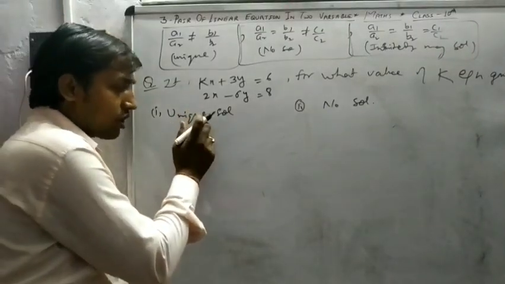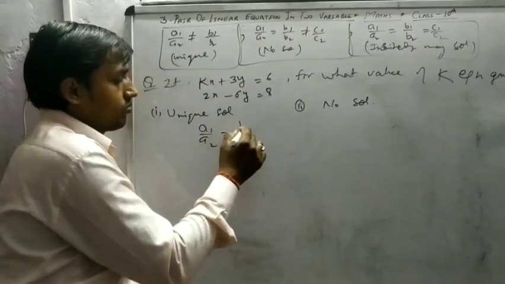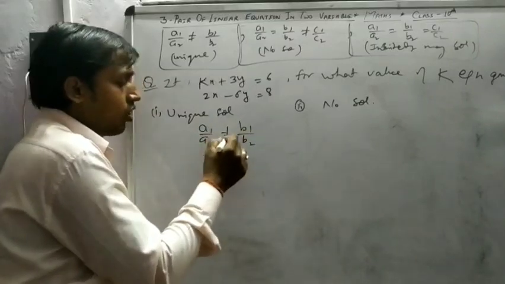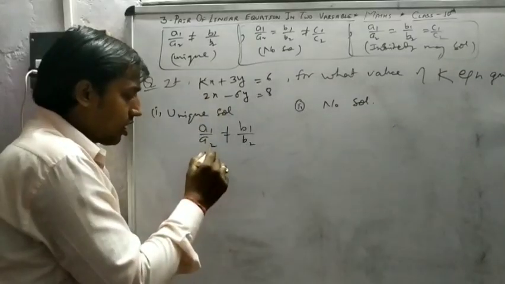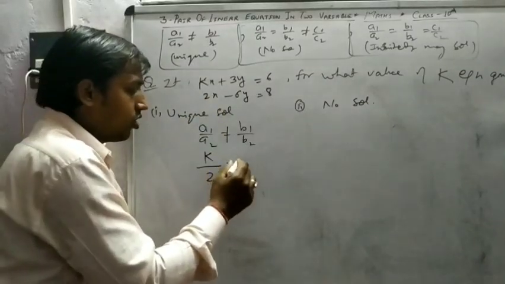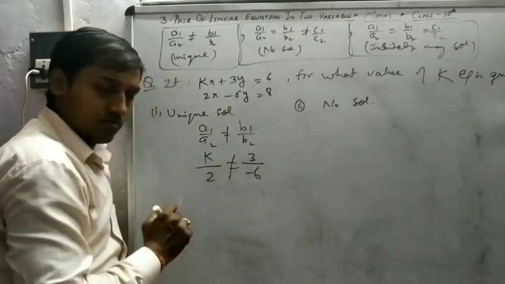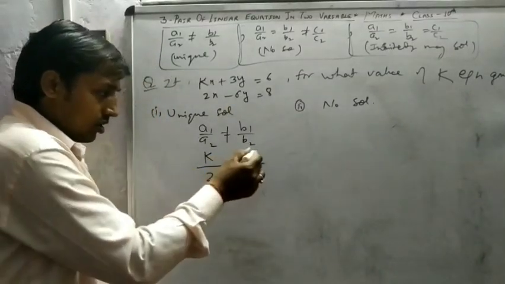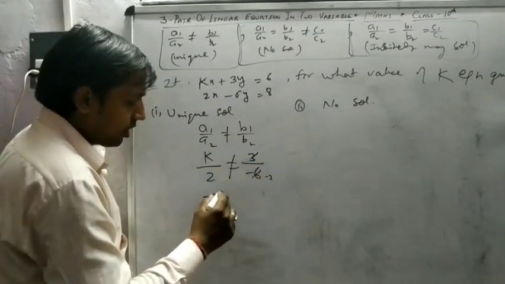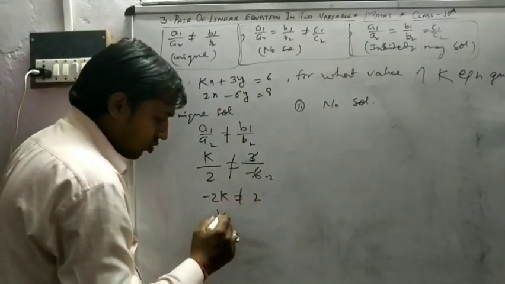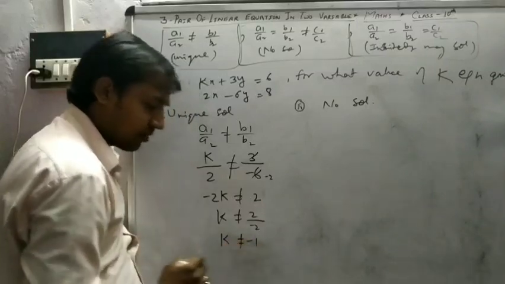So if a unique solution is given, you have to use the condition A1 upon A2 is not equal to B1 upon B2. Then A1 means k, A2 means 2, B1 means 3, B2 means minus 6. Then simplify them. It's minus 2. Cross multiply. Minus 2k is not equal to 2. So k is not equal to 2 upon minus 2. k is not equal to minus 1.